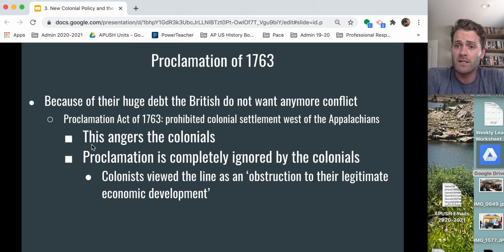Now, this makes the colonies furious because they say, we fought that war too, and now we can't go enjoy the fruits of our labor. We're part of the British Empire. That's British territory. Thus, we're going to go hang out there. We're going to go settle there. We're going to go take that land.